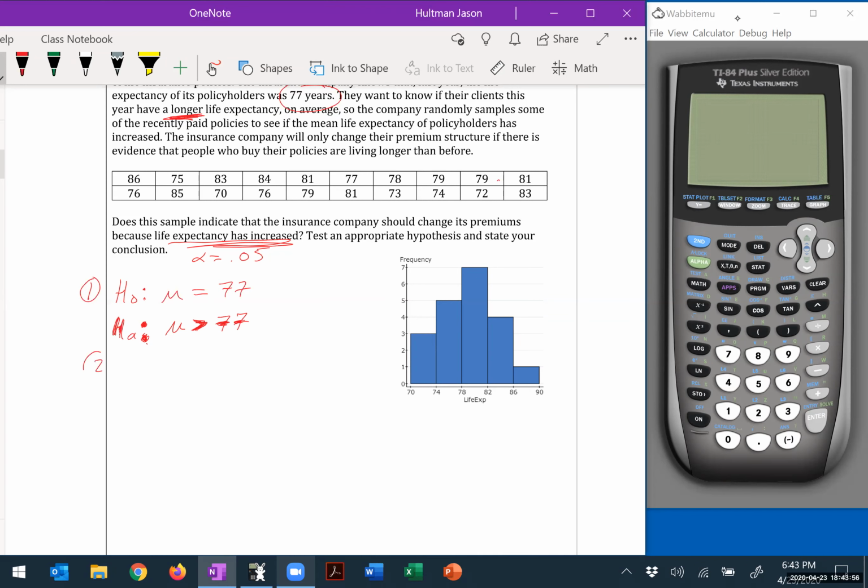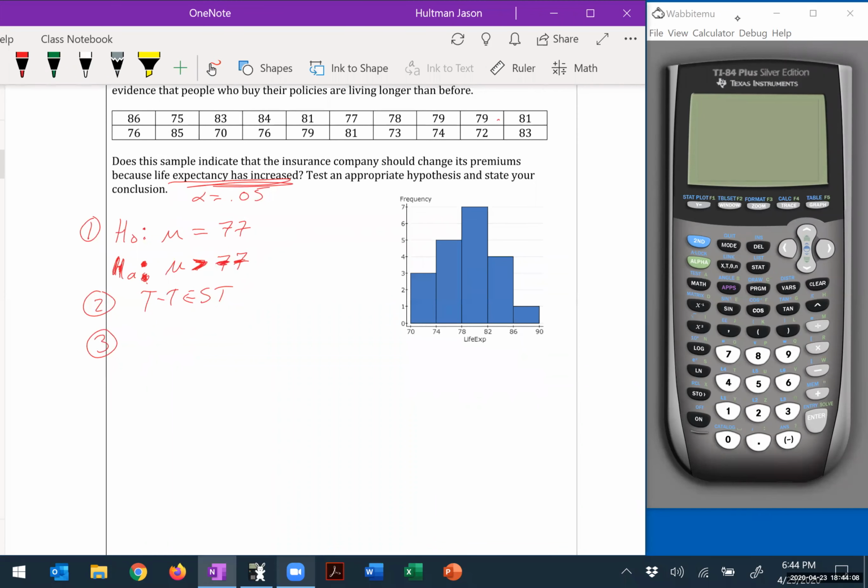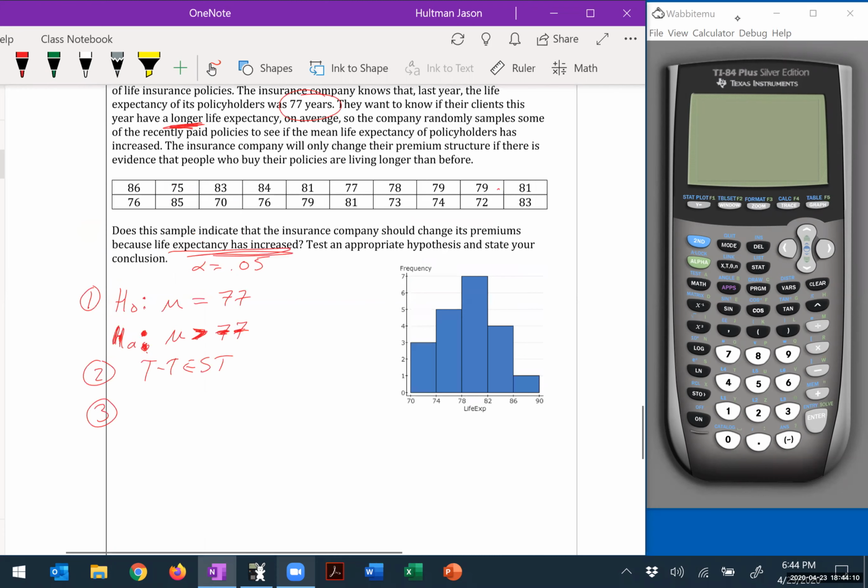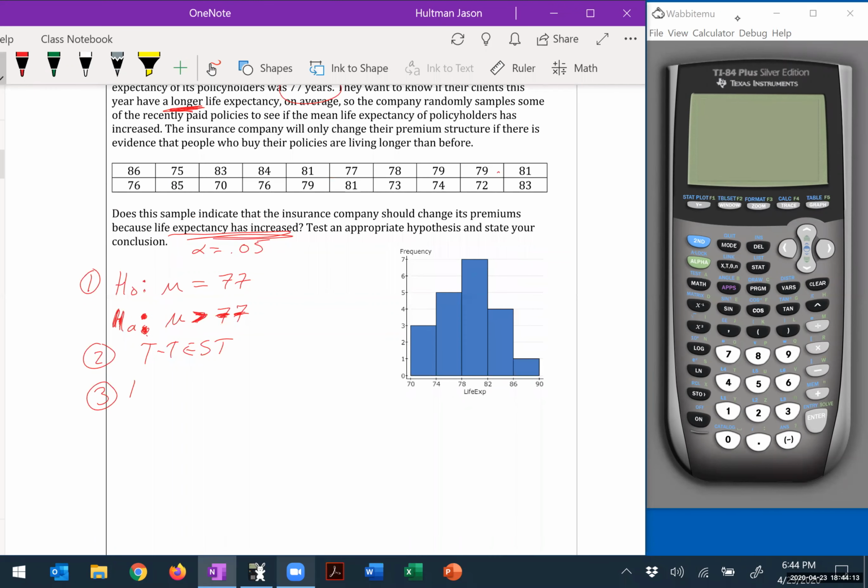Number 2, what are we going to use? We're going to do a t-test. That's the test that we're going to run. Number 3, we're going to assume that it's a large population, and we're going to assume that it's a random sample.